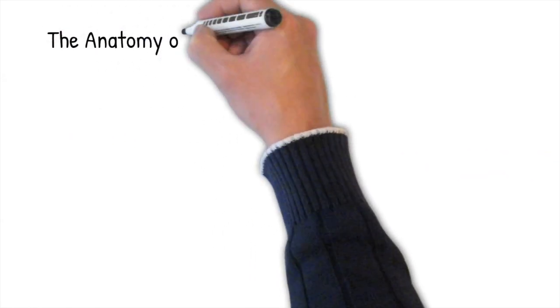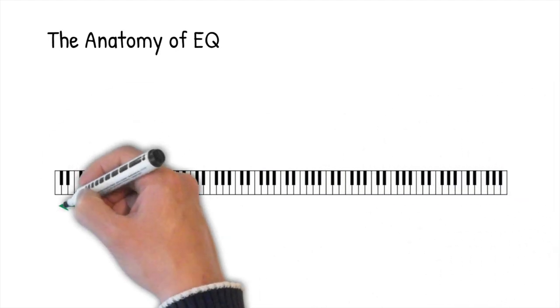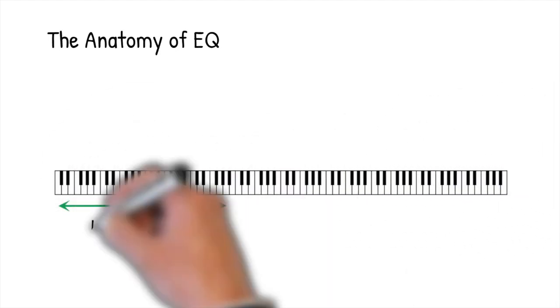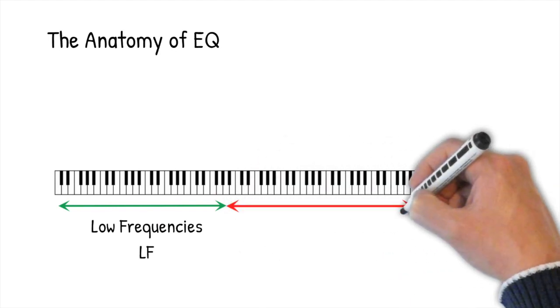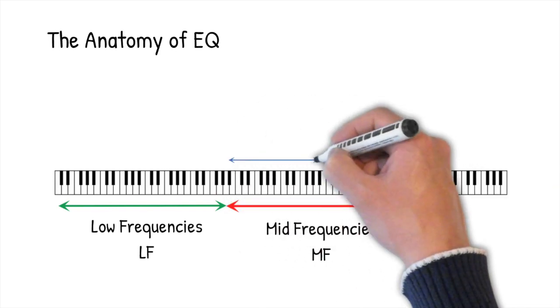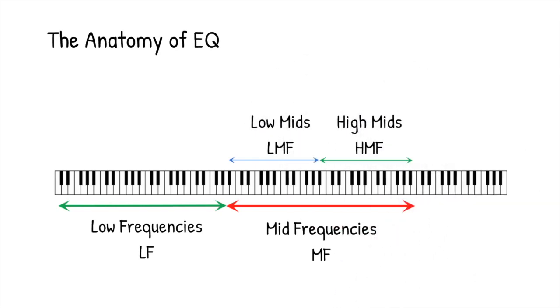So how does an EQ circuit work? First, we have to divide the entire frequency spectrum into a series of more manageable ranges. So we have low frequencies, or LF down here, then the mid-frequencies here, which we then subdivide into low mid-frequencies, or LMF, and high mid-frequencies, or HMF, and then finally the high frequencies up here.